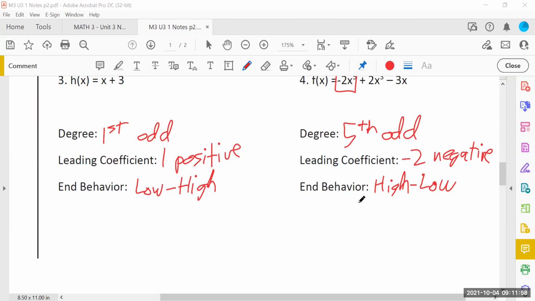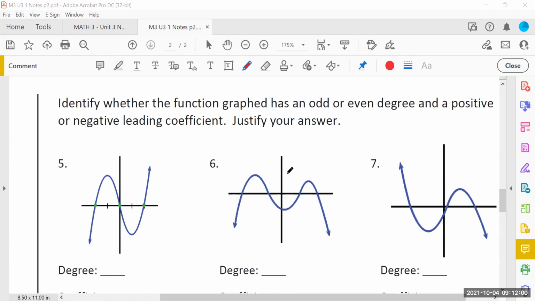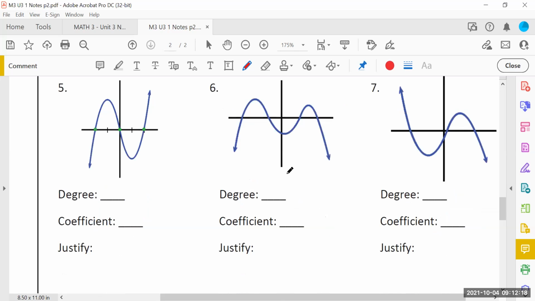Everybody go to the second page of notes now. Now we're going to do backwards. Same exact thing, but going the other way. So they're going to give us a graph and ask us, okay, what's the degree? What's the degree? And what is the coefficient?